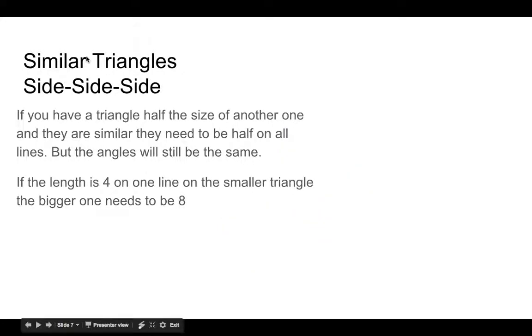Okay, similar triangles, the side-side-side. If you have a triangle half the size of another one, and they're similar, they need to be half on all lines, but the angles will stay the same. If the length is 4 on one line in a similar triangle, the bigger one needs to be 8 if it's going to be twice the size. If it's 3 times the size, it needs to be 12, and so on and so forth. And all the lines have to stay proportional to this.